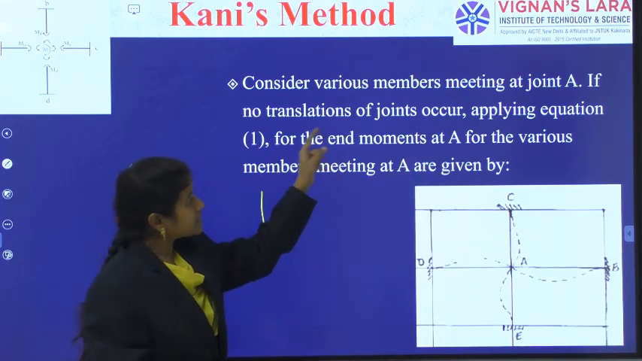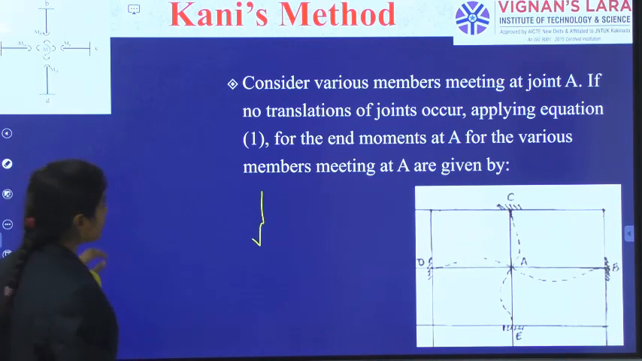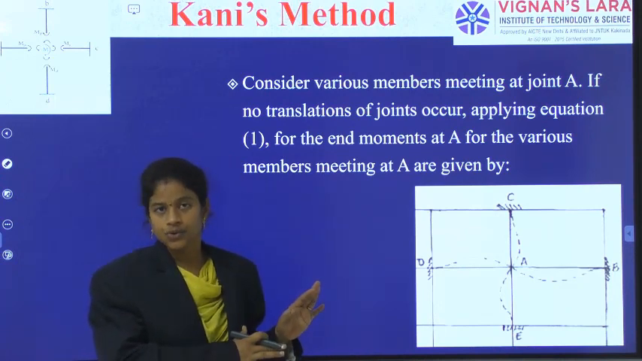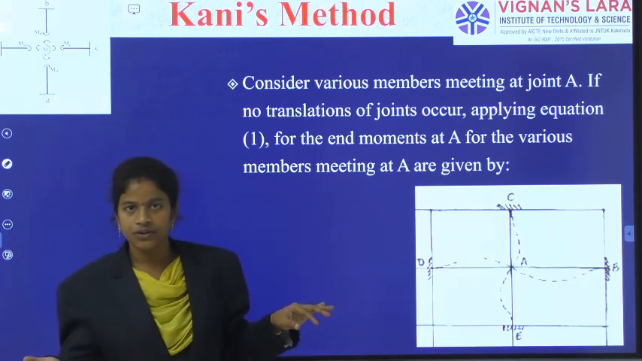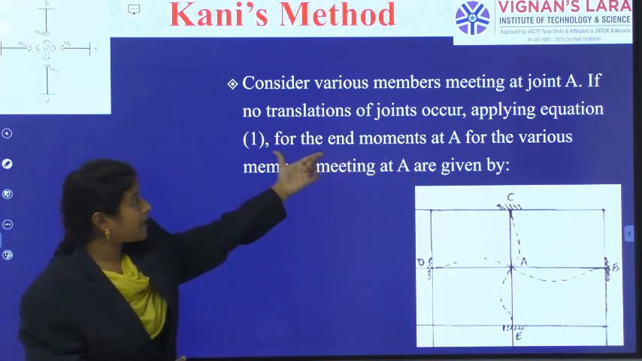If no translation of the joints occurs, just now we have said I am observing only members with no translations. This is the case with no translations. This case I am solving, later we will solve for the translation case also. Now, with no translations of the joint occurring, applying equation 1.